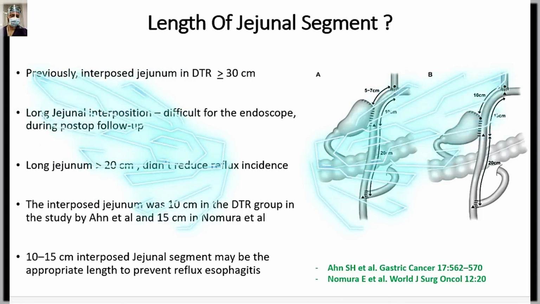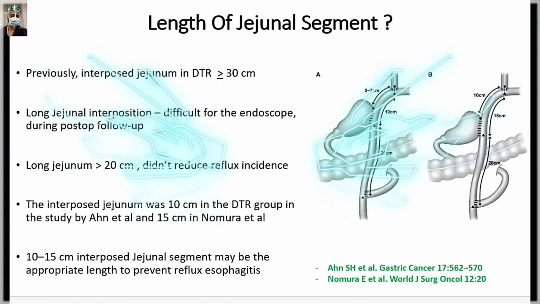Another important question often asked by the trainees is how much should be the length of the interposed segment between the esophagus and the stomach. The previously interposed jejunum in the DTR was more than or roughly equal to 30 centimeter. A long jejunal interposition segment between esophagus and stomach created difficulty for the endoscope during post-op follow-up. A segment longer than 20 centimeter did not reduce the reflux incidence of acid into the esophagus.